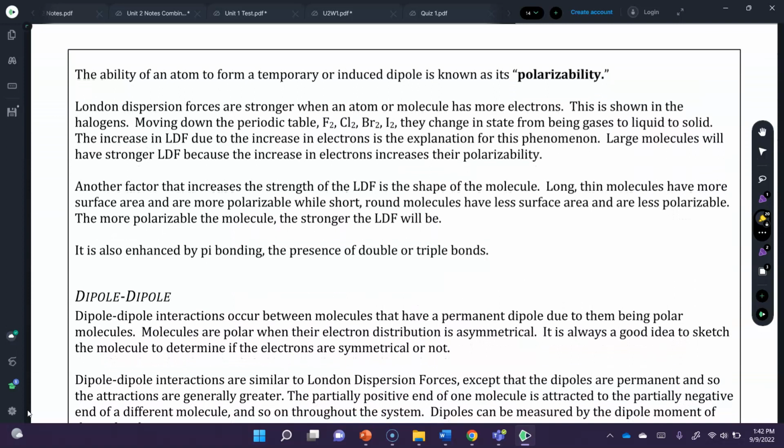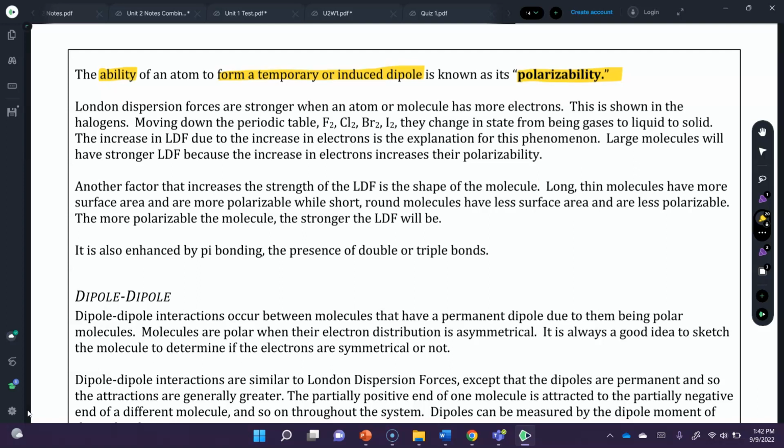So the ability of an atom to form a temporary or induced dipole is known as polarizability. How easily can it polarize itself, or can it be polarized, creating a positive end and a negative end, two poles on that particle.